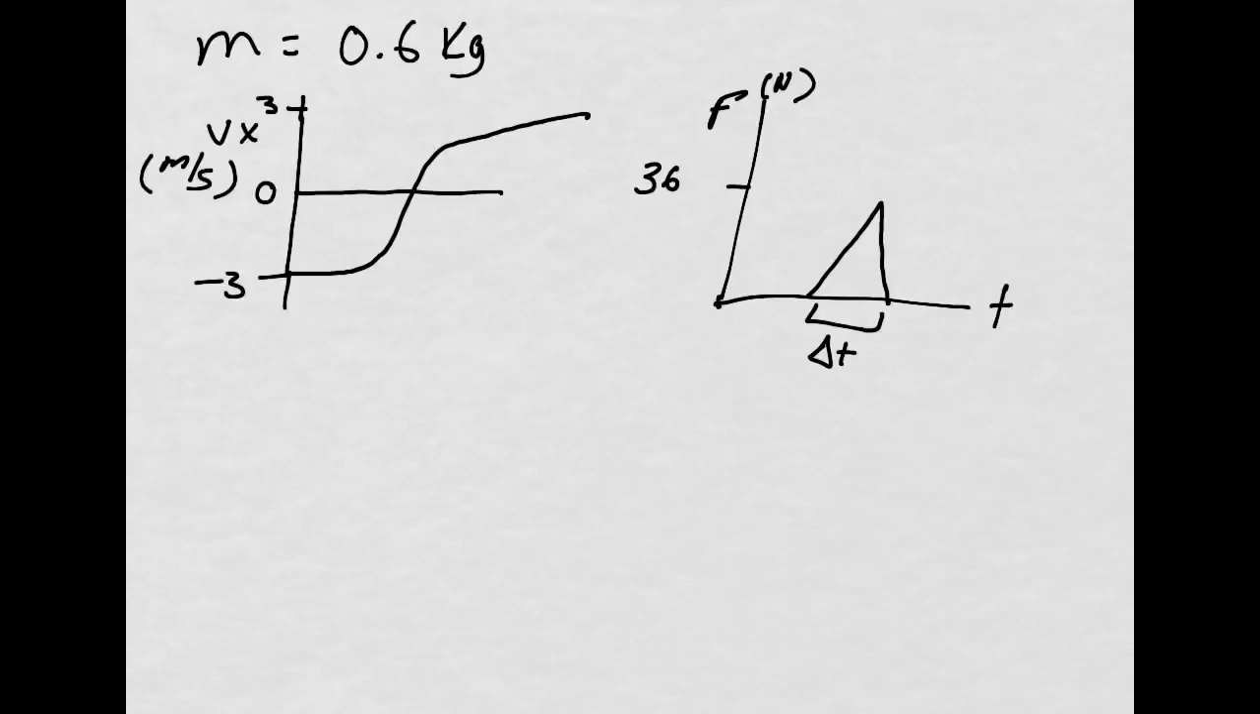So, the figures show the glider's velocity and force exerted on the glider by the spring. How long is the glider in contact with the spring? So the goal of this problem is to find delta t.